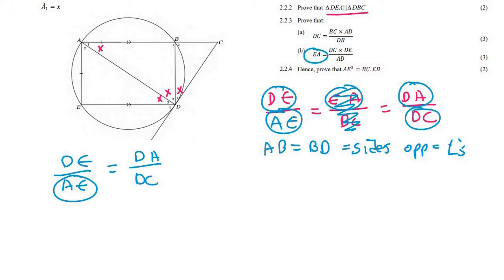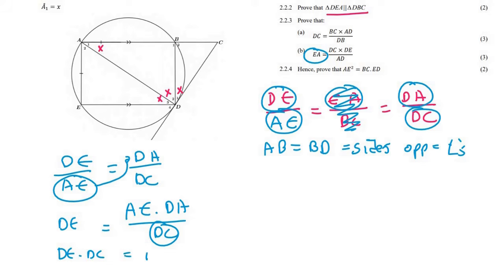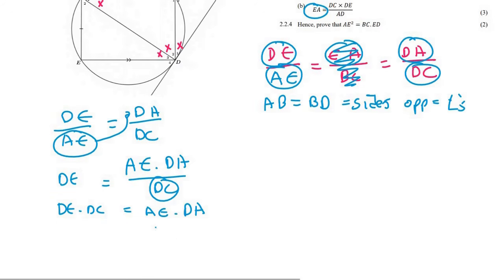For those of you that struggle with this, I'm first going to take the AE over. So that's going to give us AE multiplied by DA over DC equals DE. I'm then going to multiply this DC across. So that's going to give us DE multiplied by DC equals AE multiplied by DA. And then I'm going to divide by DA so that we can get AE alone. And there we have it, DC, DE, and AD.